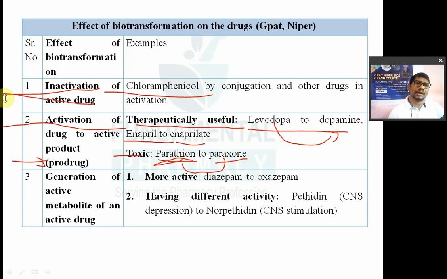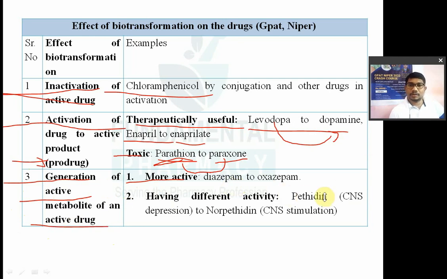So what is the outcome of metabolism? First outcome is the inactivation of drug. Second outcome is the activation of prodrugs. Third outcome is nothing but the generation of active metabolite from the active drug. Active drug ले लिया आपने, उसका भी एक metabolite बन सकता है body में. So third outcome, in that also you have two types. So generation of active metabolite from active drug, more active than parent compound, which is having more activity.